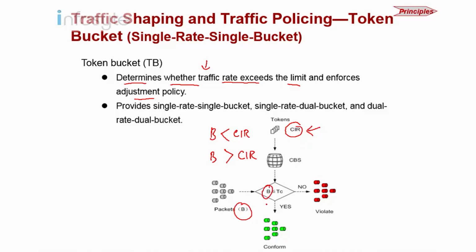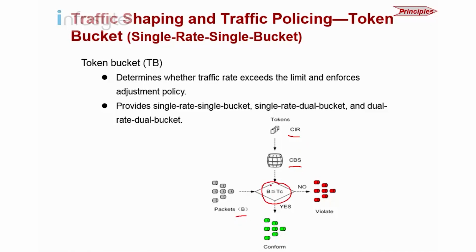Now you notice that if the B, which is the rate that I'm using, is less than or equal to the TC, which is the token count, then it's okay, that means this is still within, it conforms. Anything above it, if my B is more than the CIR, that is a violate. Normally, a packet that violates will be dropped. So now you understand the concept of committed information rate, committed burst size, the packet, and the formula. B must be less than or equal to TC for it to conform, else it will violate.